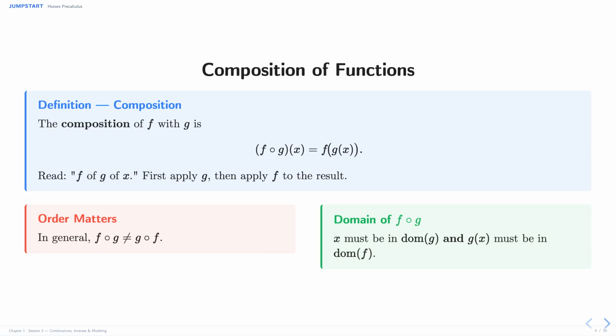Now let's look at the composition of functions. The composition of function f with function g is written as f of g of x. This means we first apply g to x and then apply f to the result. It's important to note that the order matters. In general, f of g is not the same as g of f. For the composition to be valid, x must be in the domain of g, and the output of g must be in the domain of f.